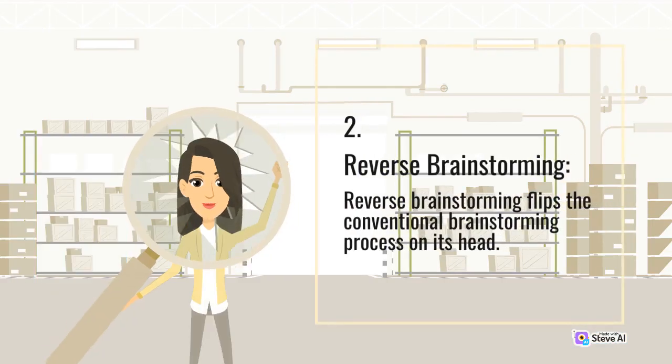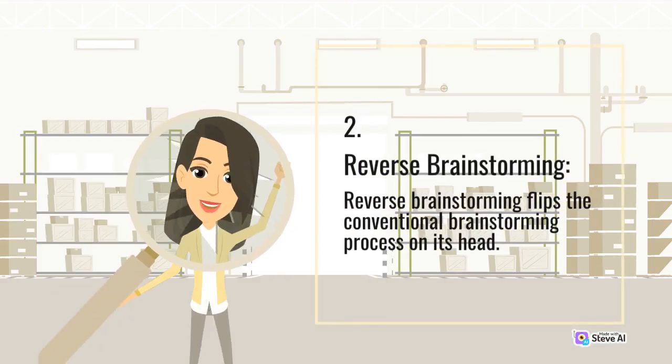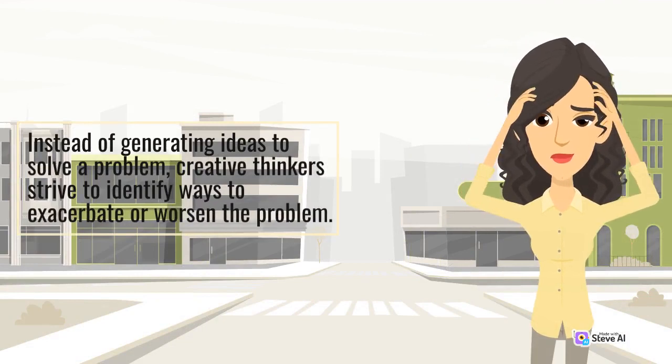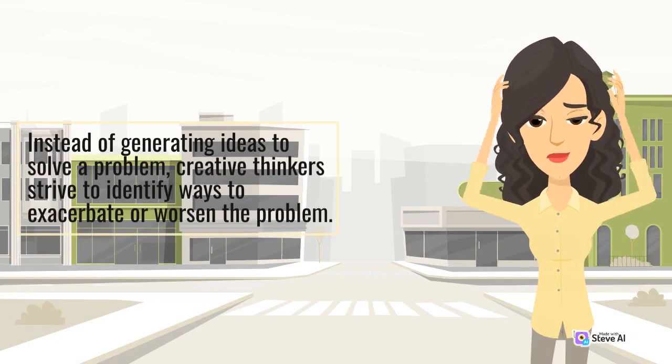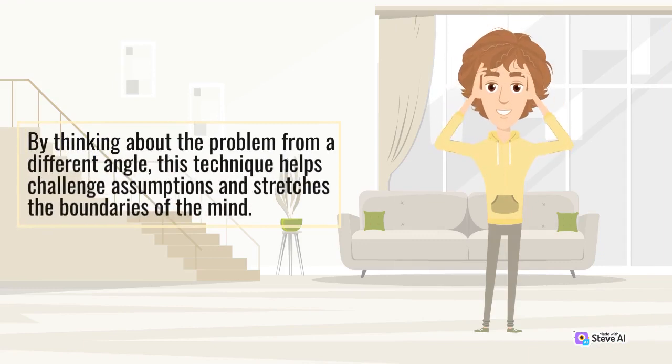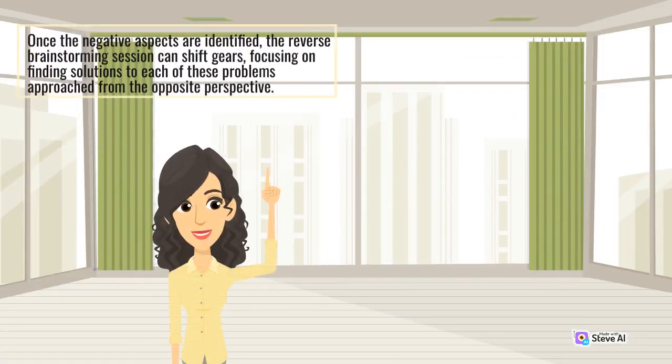2. Reverse brainstorming. Reverse brainstorming flips the conventional brainstorming process on its head. Instead of generating ideas to solve a problem, creative thinkers strive to identify ways to exacerbate or worsen the problem. By thinking about the problem from a different angle, this technique helps challenge assumptions and stretches the boundaries of the mind. Once the negative aspects are identified, the reverse brainstorming session can shift gears, focusing on finding solutions to each of these problems approached from the opposite perspective.